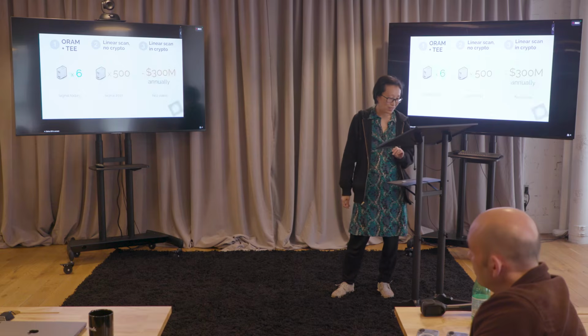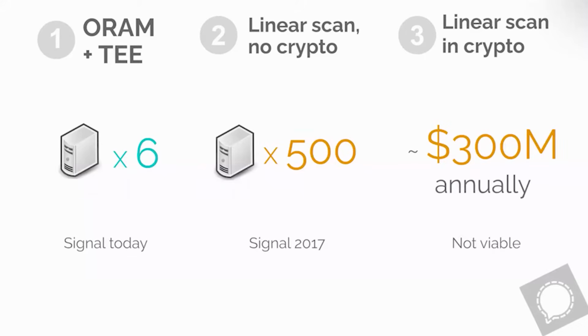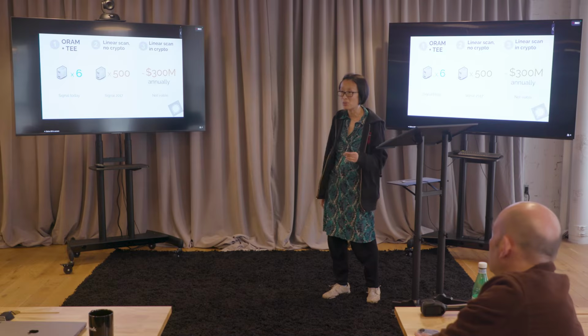So why not? I can give you some concrete performance numbers. Signal today is running ORAM plus TE. They have 6 servers, and their implementation is about 20x slower than ours. And if you use a linear scan inside the TE with no crypto, which is what Signal actually tried back in 2017, and they were performing a highly optimized linear scan because they were doing batching, they required 500 servers back then.